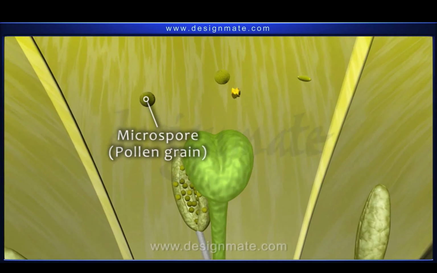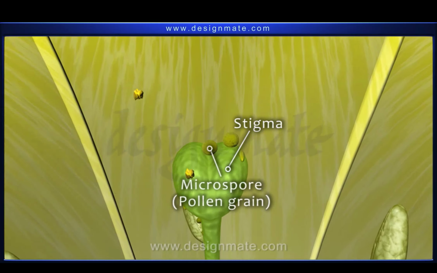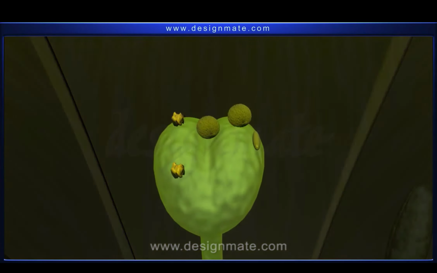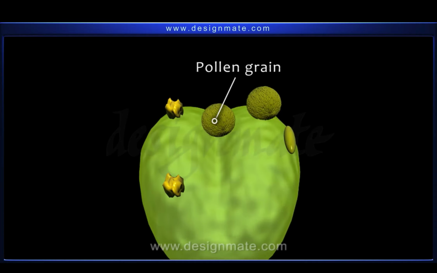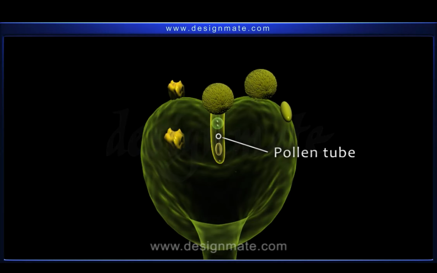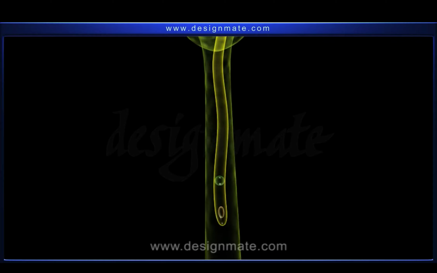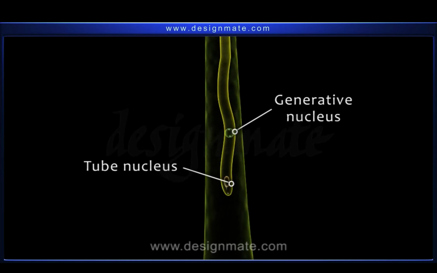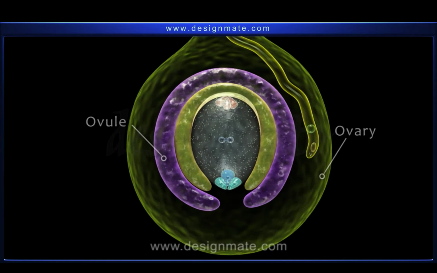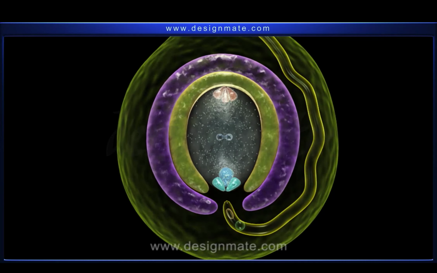These pollen grains are transferred to the stigma of the carpel, which is the female reproductive part. Pollination takes place either by wind, insects, or water. Once the pollen grain is deposited on the stigma, it germinates to form a pollen tube. This pollen tube grows right through the style. It contains a tube nucleus and a generative nucleus and reaches the ovary where ovules are located. Through a narrow opening in ovule, the pollen tube enters the ovule.